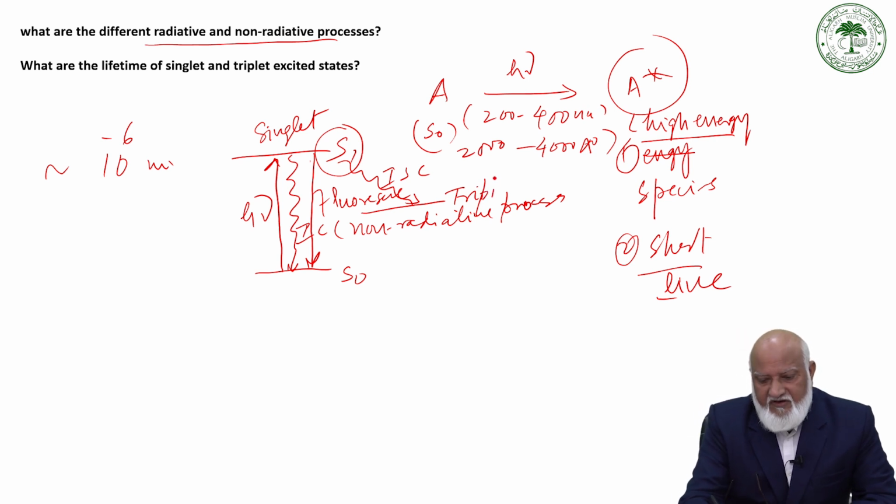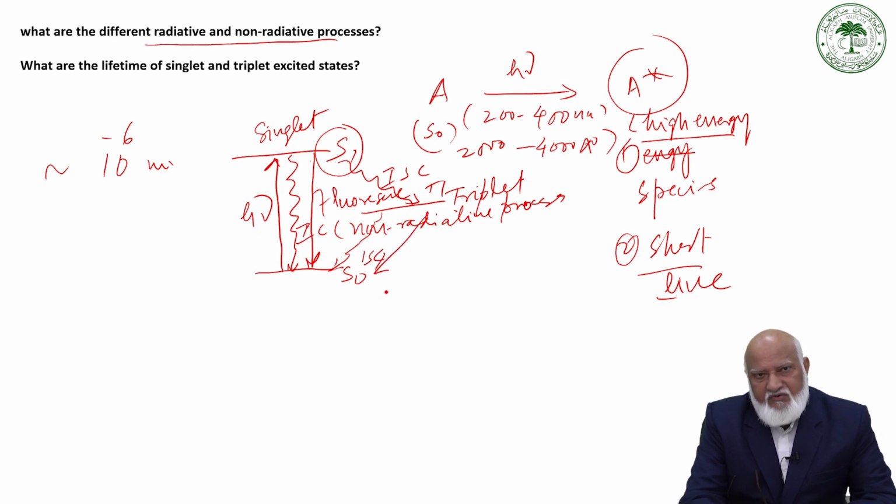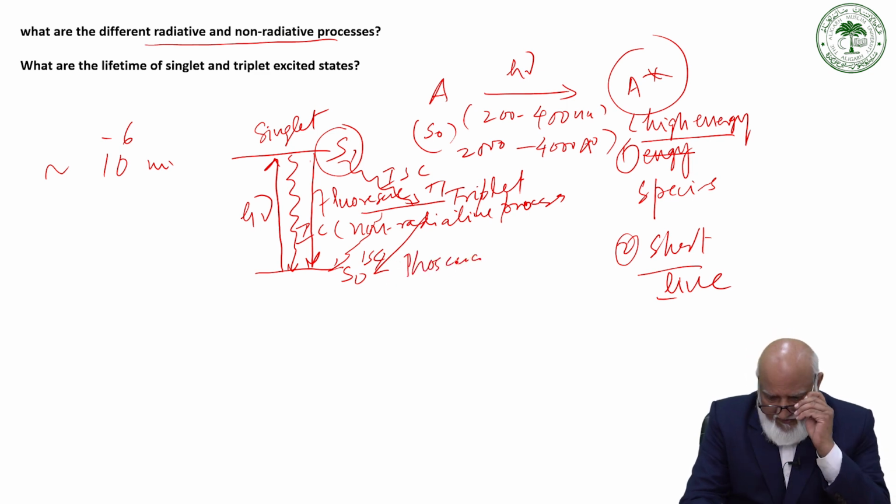For example, the triplet state is T1, and then the molecule from a triplet excited state can once again come back to ground state by both radiative and non-radiative processes. The non-radiative process is inter-system crossing, or it can come back by a radiative process like phosphorescence.